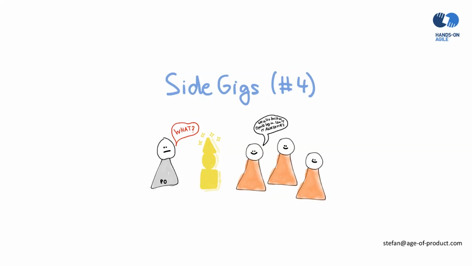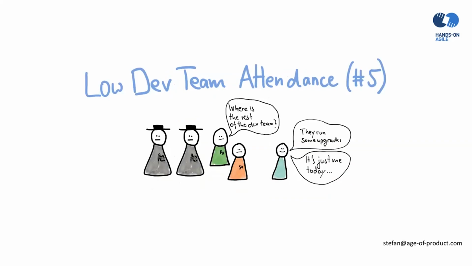Number 5, low attendance rate from the development team. Probably always the same members from the development team who participate. The problem is that the fewer the number of participating development team members is, the more it reduces the level of transparency. A reduced level of transparency on the engineering side may result in a flawed inspection of both the product increment and the product backlog as well. It may also result in an inferior adaptation of the product backlog.